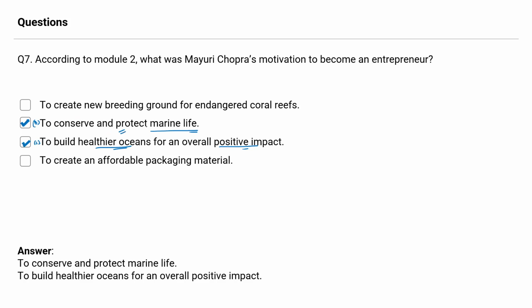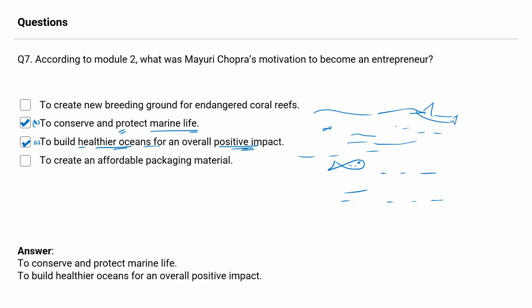You're conserving and protecting the marine life, right, the life under the water, that's the marine life that we are referring to, and building healthier oceans for an overall positive impact, right? So there could be sharks as well. So just depicting.